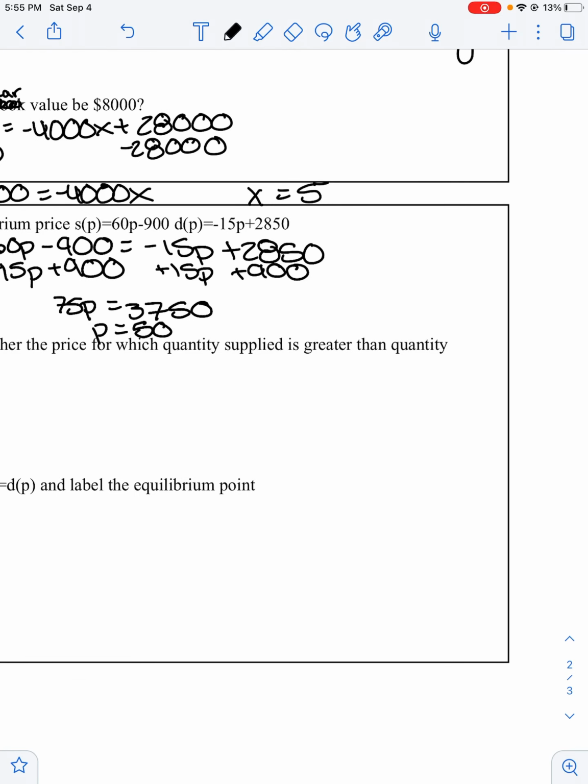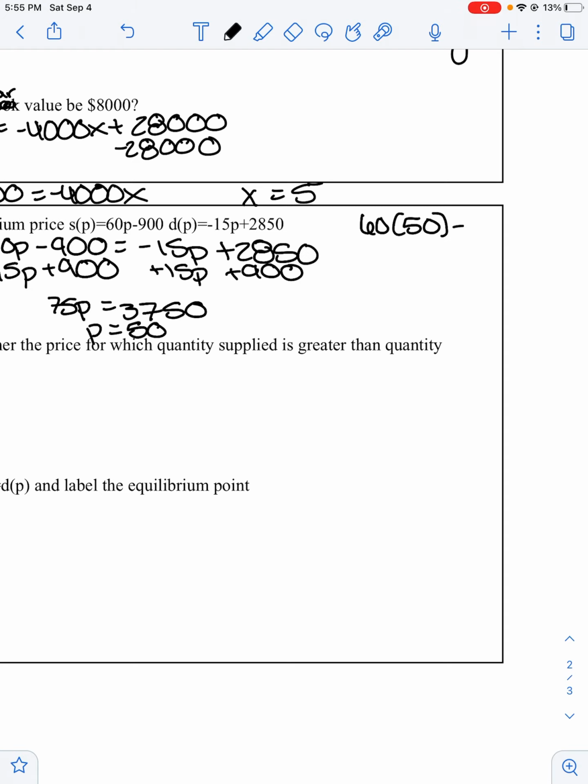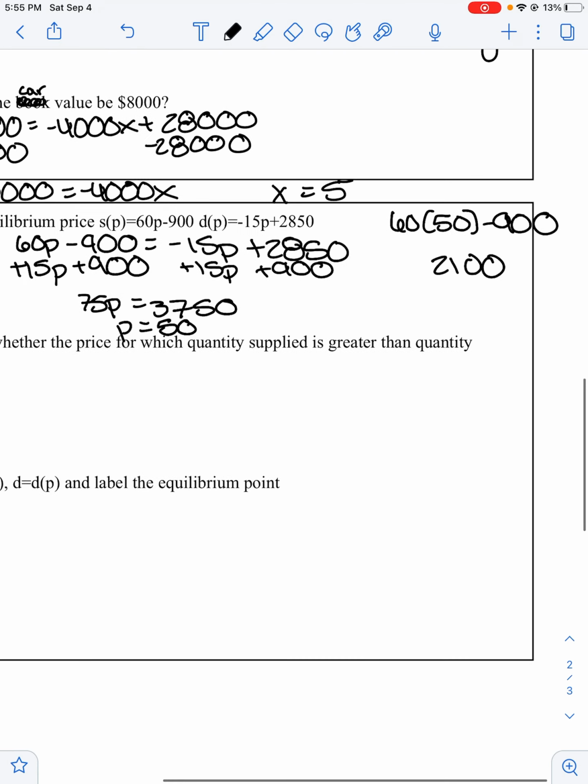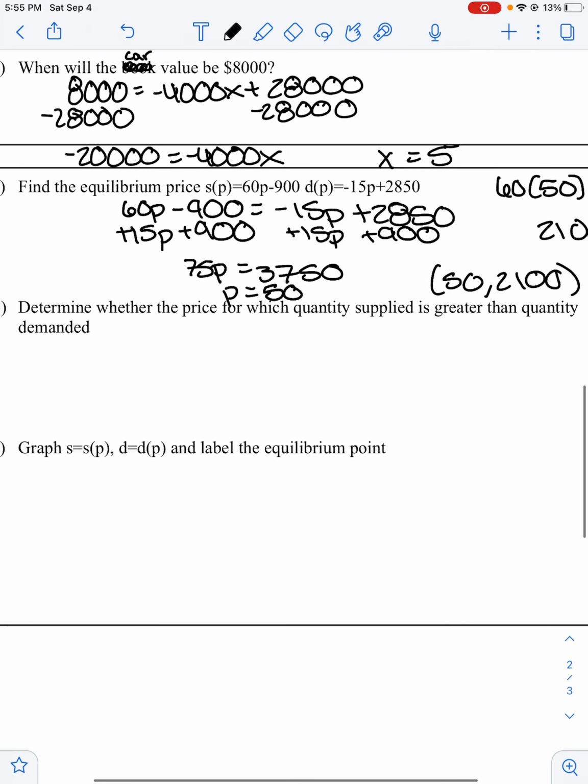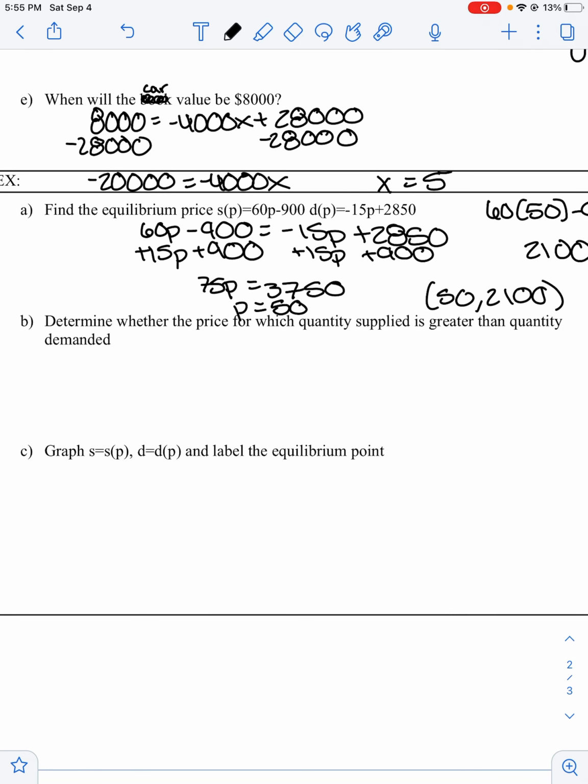Then I want to find, if I plug in 50, what am I going to get? So I can plug it into either one of the equations. So I'll plug it into the supply. So 60 times 50 minus 900 is 2,100. So 50, 2,100. Then determine whether the price for which quantity supplied is greater.